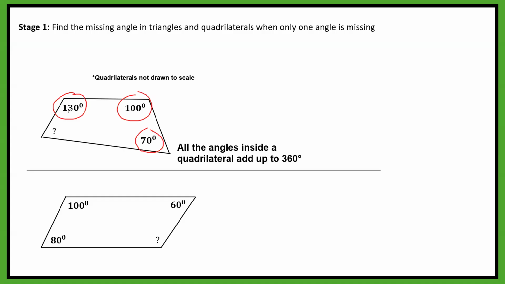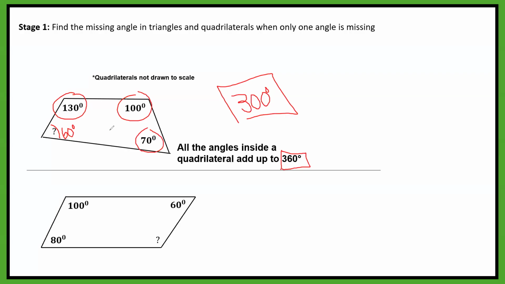Okay, so hopefully if you added these three together, 130 degrees, 100 degrees, and 70 degrees, you got 300 degrees. Now remember that all four angles of a quadrilateral must add up to 360 degrees. At the moment, we've accounted for 300, but we need 360. There is 60 degrees missing. And of course, there's only one angle missing, okay? Therefore, this missing angle must be 60 degrees.